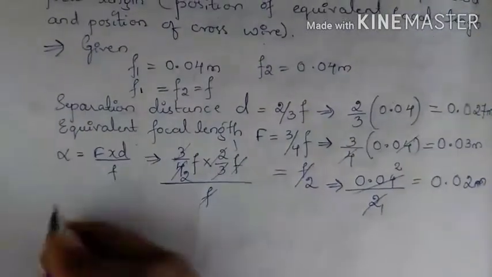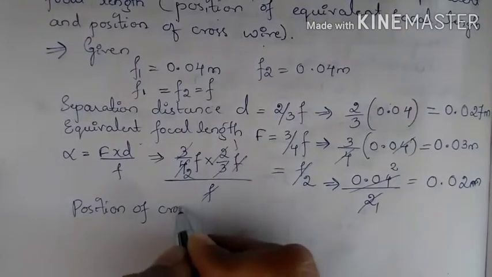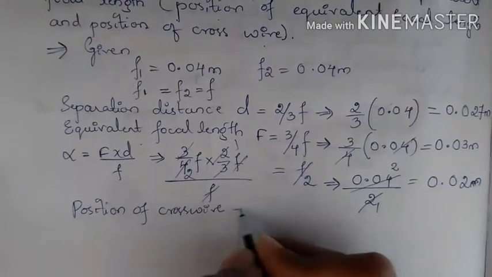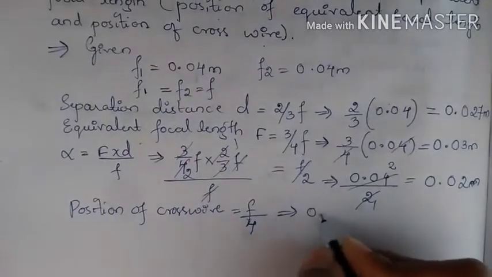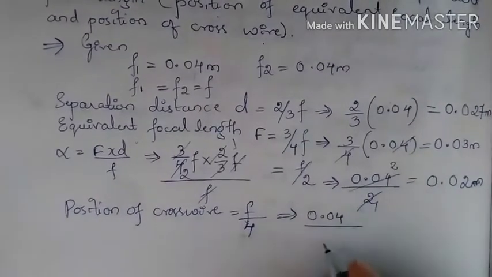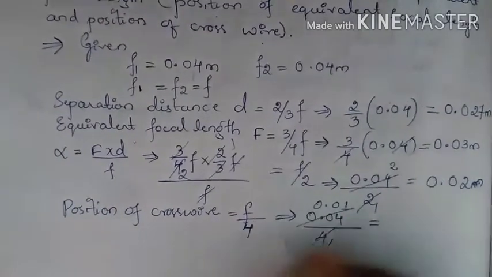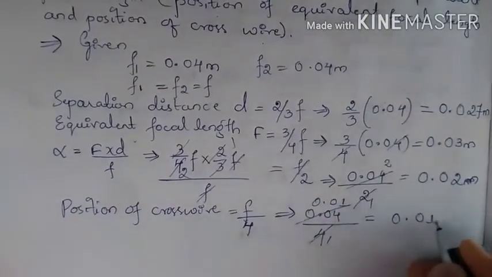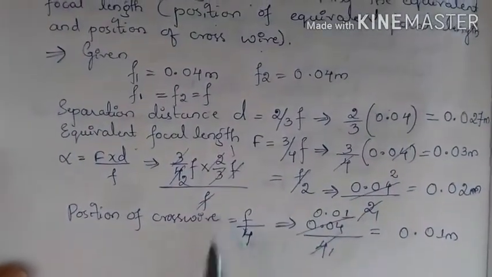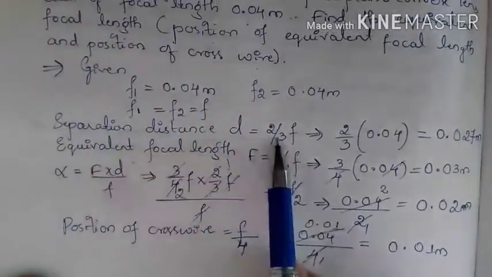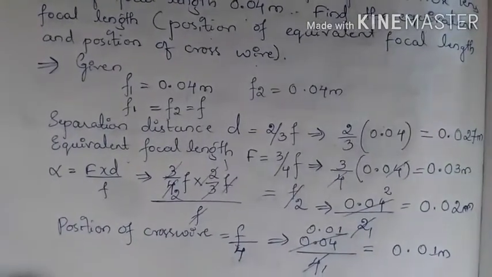Now for the position of crosswire, it is equal to f by 4. So f is 0.04 divided by 4. So the position will be 0.01 meters. This is the position of crosswire. So we have found the separation distance, the equivalent focal length, alpha, and the position of crosswire.